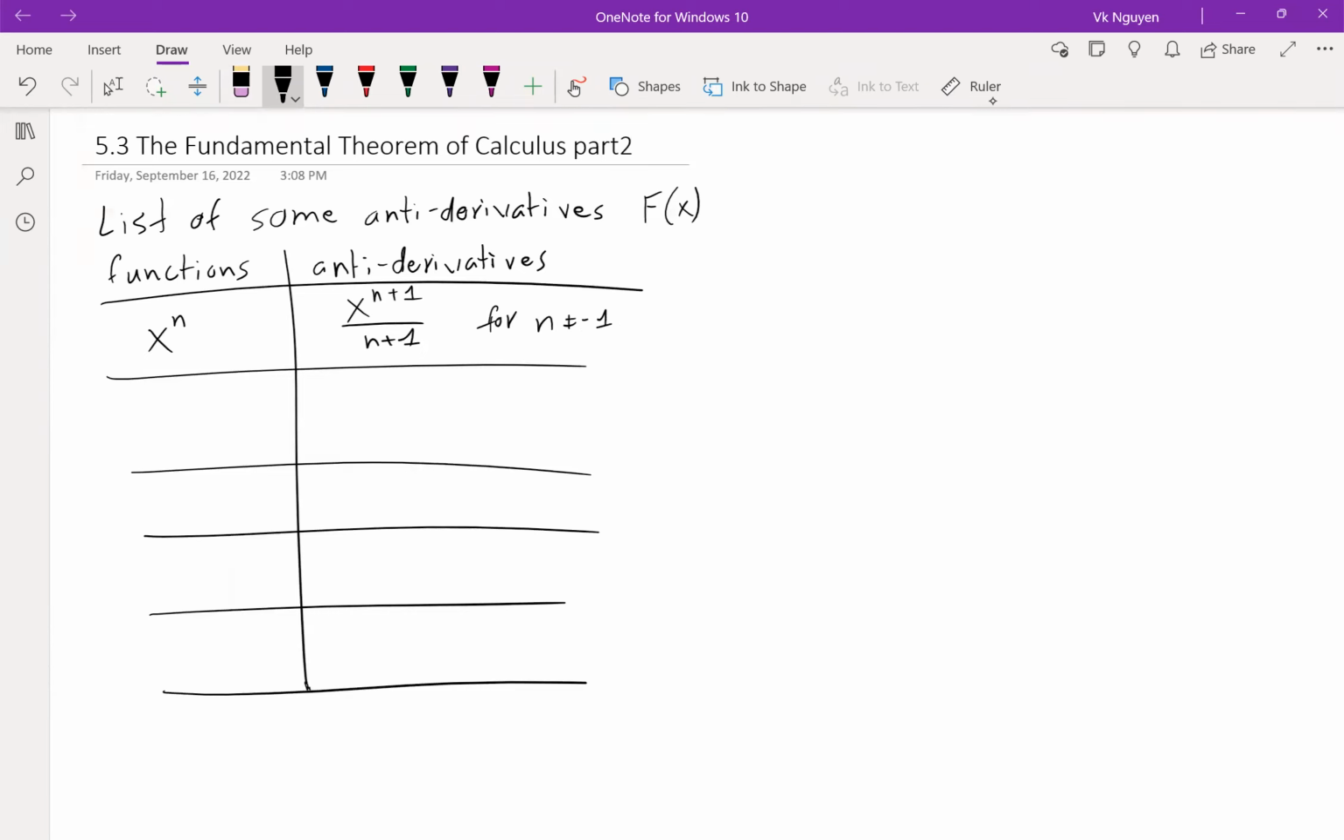Well, what happens if we have x to the -1? The antiderivative is ln absolute value x. The antiderivative of e to the x is e to the x. The antiderivative of sine x is negative cosine x. The antiderivative of cosine x is sine x. There are many more. You just have to either look into the textbook or online for them. These are the useful antiderivatives that we're going to use in the examples that we do next.